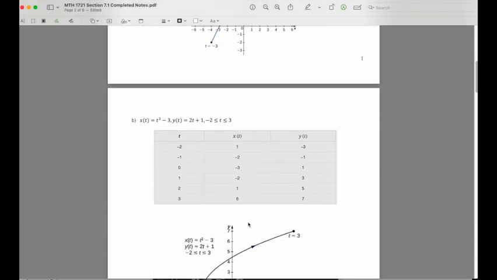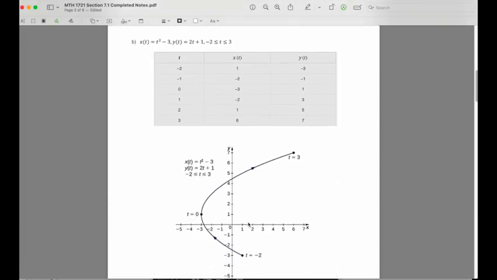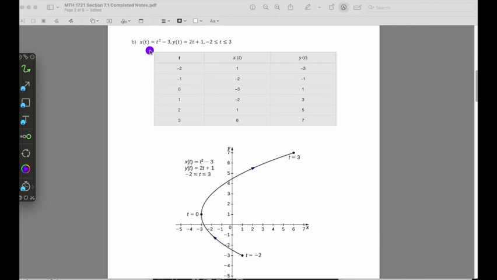Okay, let's look at another example of graphing a parametric curve. We have our x defined by t squared minus 3. We have our y defined as 2t plus 1. And our t is going to go from -2 to 3 inclusive. So here's my t from -2 to 3 inclusive, and I'm going to plot out my points for x and y. Well, I plug in -2 here for x, I get out 1. Then when I plug in -2 to figure out what my y is, I get -3.